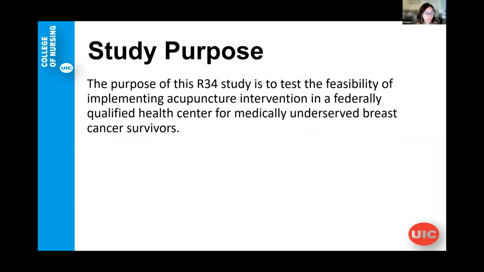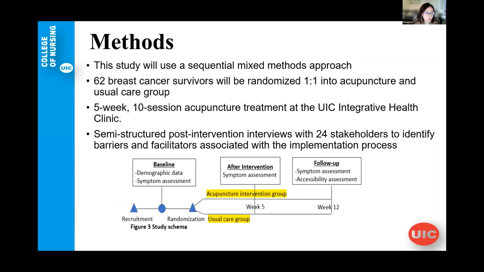This is a 3-year study to test the feasibility of implementing an acupuncture intervention in a federally qualified health center for medically underserved breast cancer survivors. We plan to recruit 62 breast cancer survivors and randomize them into 2 groups. Half will receive a 5-week, 10-session acupuncture protocol at the UIC Integrated Health Center, and half will stay with their usual care.